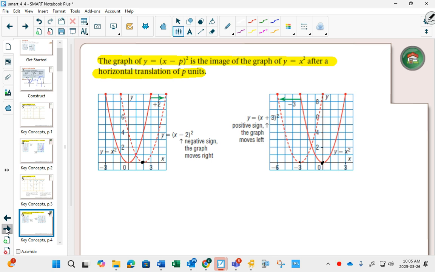And if you look at the pattern, over 1, up 1, over 1, up 3, over 1, up 5, that pattern still stays the same when you move it left and right.